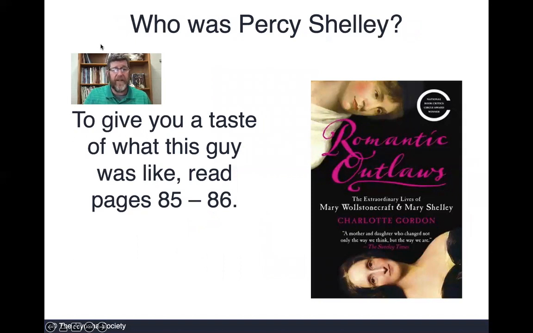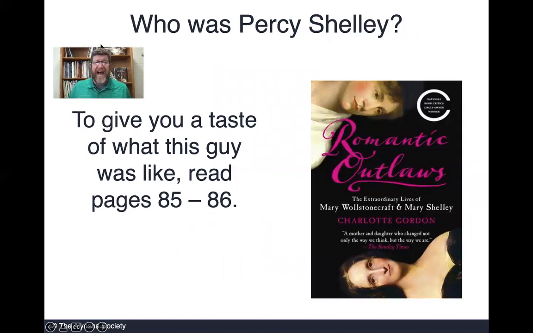Another thing that I think is going to help is getting to know this guy that she hung out with until she was 25 years old when he died, Percy Shelley. What was he like? Well, first of all, let me recommend a book to you that I have found tremendously enjoyable. There's a picture of it there on the slide. It's called Romantic Outlaws. And it's an unusual book. It's what I guess I would call a double biography. It's a biography of both Mary Wollstonecraft, Mary Shelley's mother, and Mary Shelley.